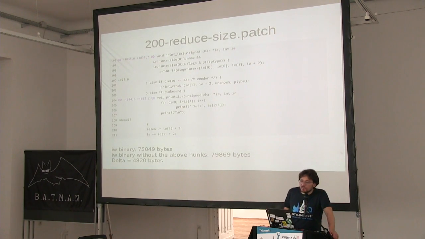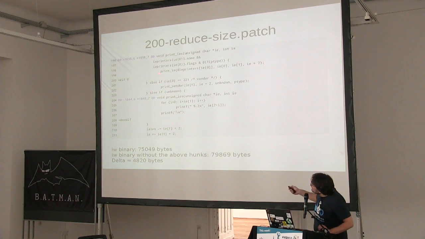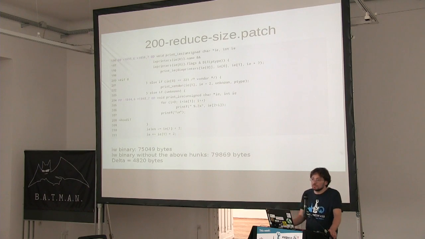We have a couple of hunks that disable this part here. So if I compile without these two hunks, I get an iw binary that works, and that is about 5K bigger in size than the iw with this patch enabled. So re-enabling this would cost us 5K bytes.